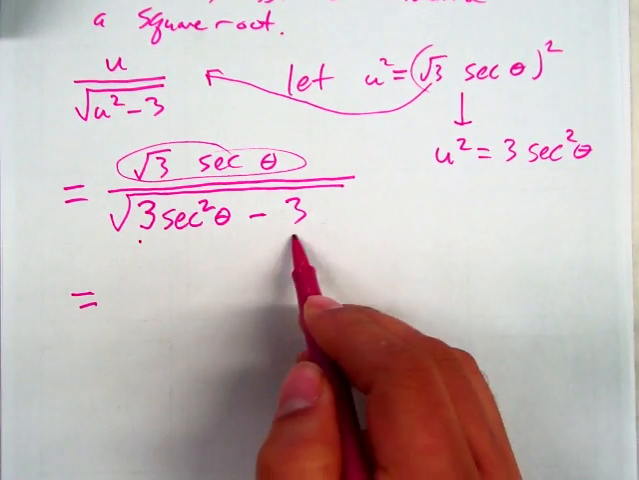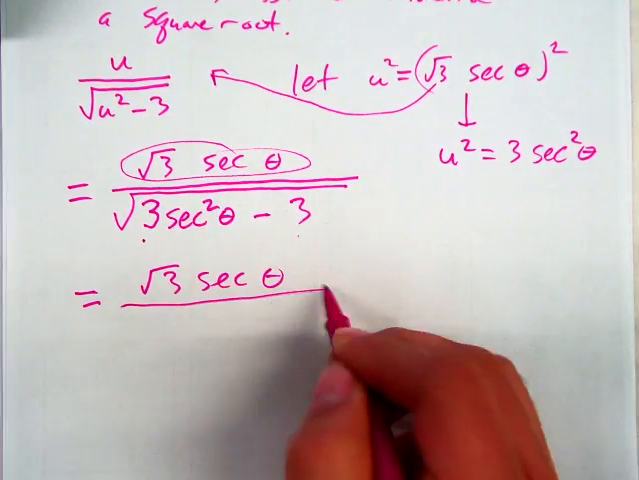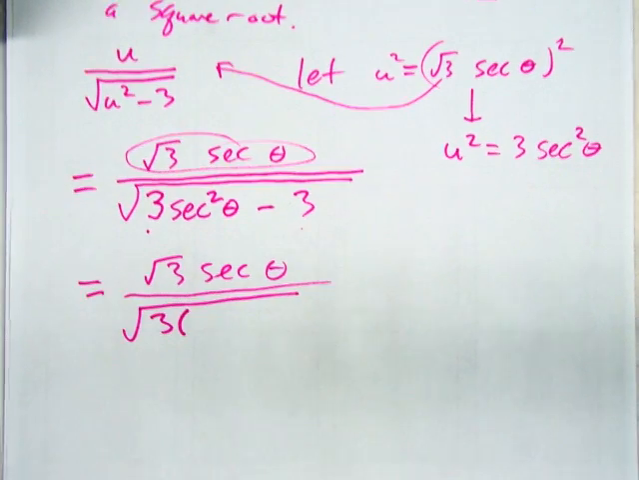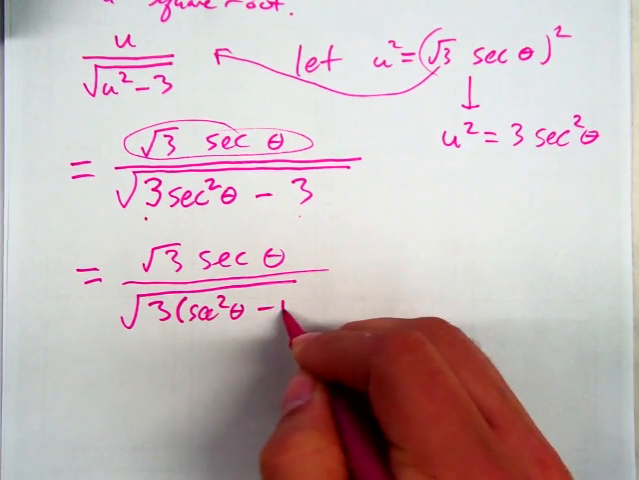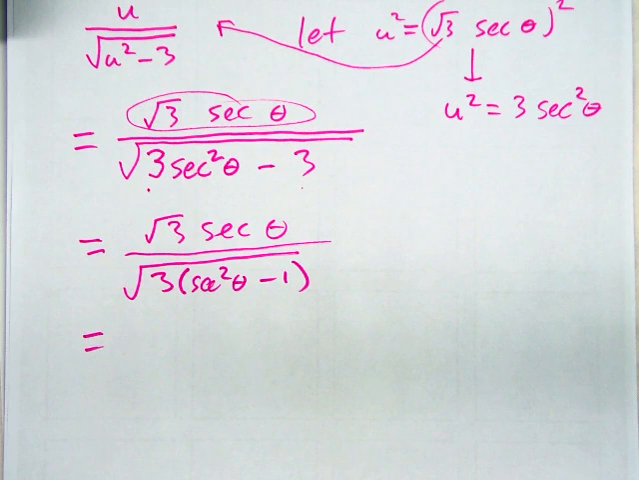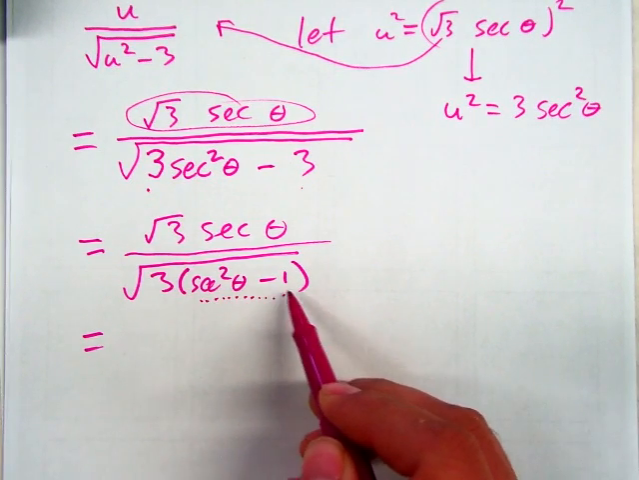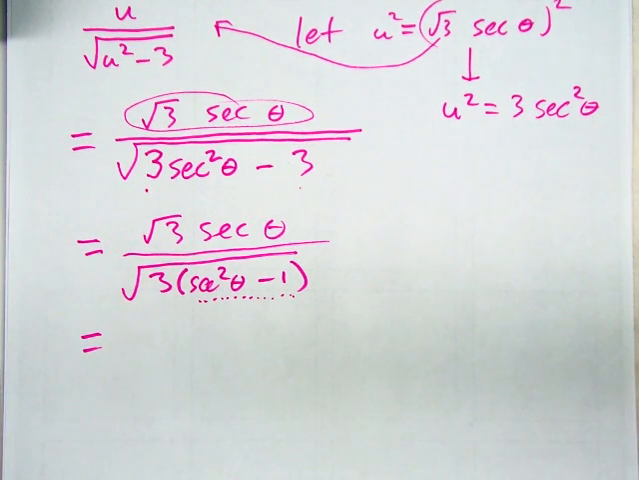What's in common down here? 3. All I can take out. So let's take out a 3 in there. If I take out a 3, what's left? Secant squared theta minus 1. And now here's the nice part about all these substitutions they're going to give you. When you get to this point, this always equals something that we've been dealing with, like one of the identities.